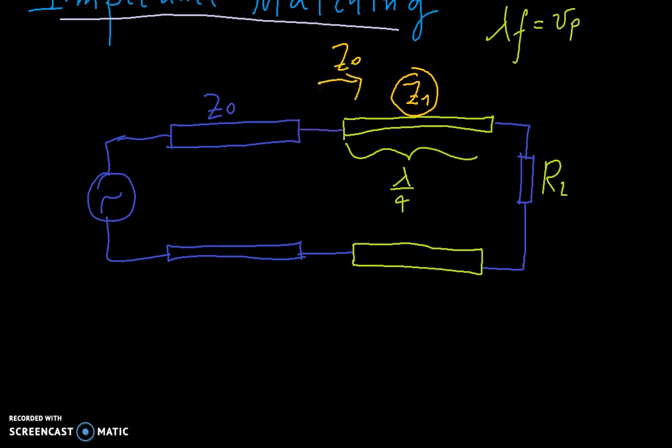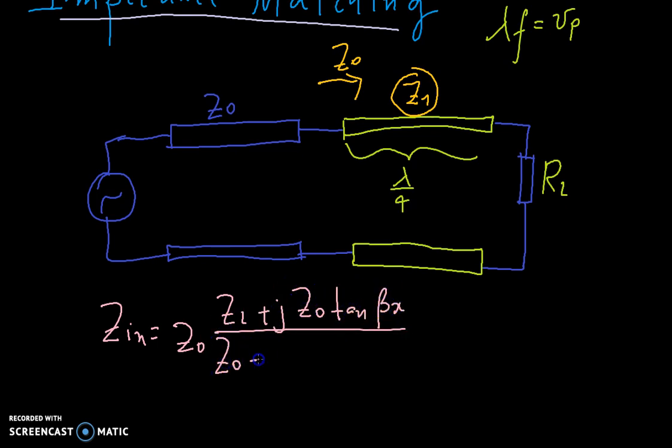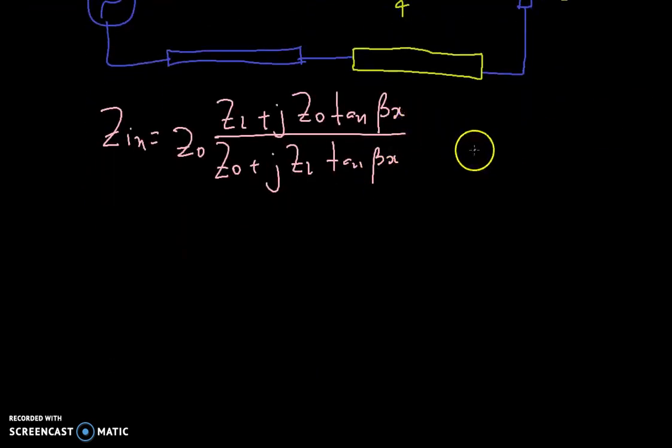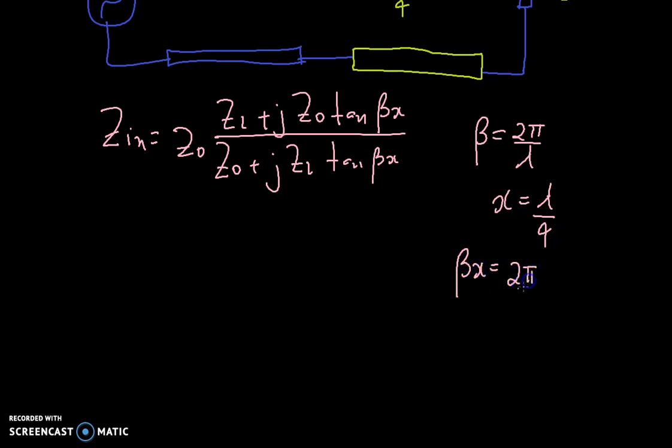So how do we do this? Remember that the formula for the input impedance is Zin equals Z0 times (ZL plus j Z0 tangent of beta x) divided by (Z0 plus j ZL tangent of beta x). Now the point here is that beta is equal to 2 pi over lambda, and x is equal to lambda over 4, because this is the length of the line. So beta x will be equal to 2 pi over lambda times lambda over 4, which is equal to pi over 2.